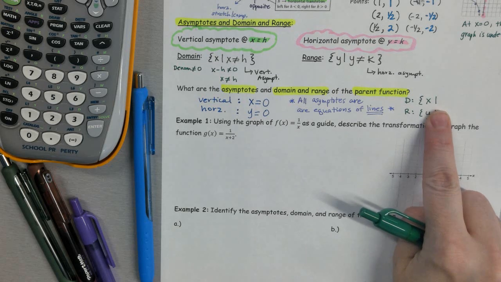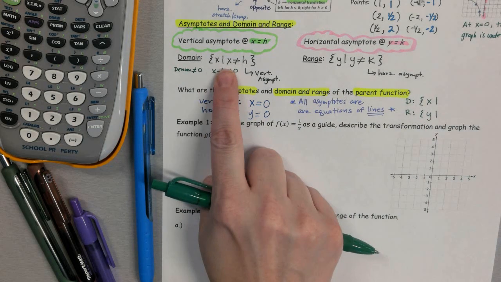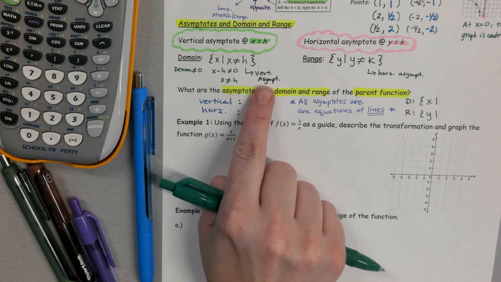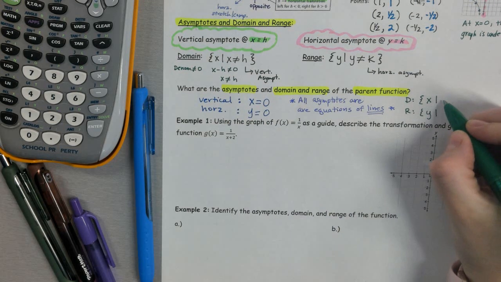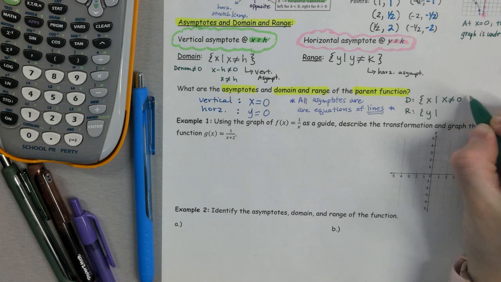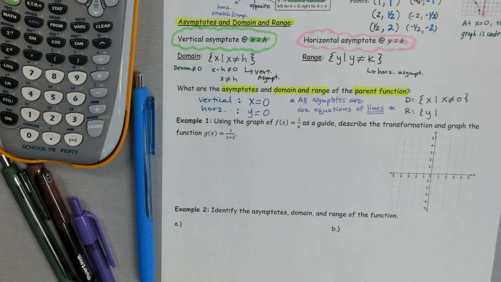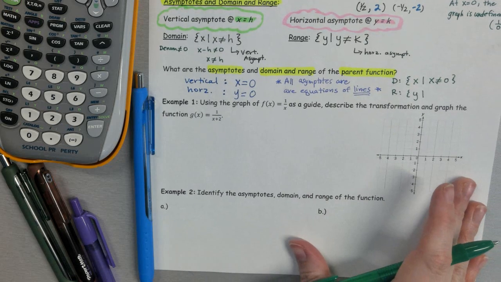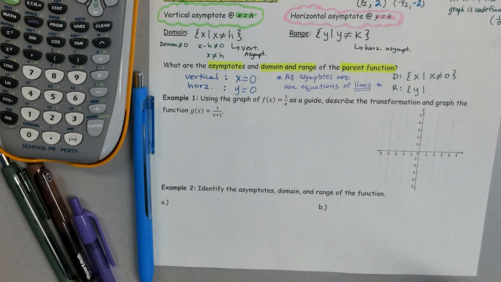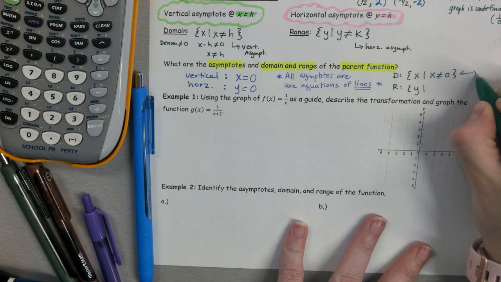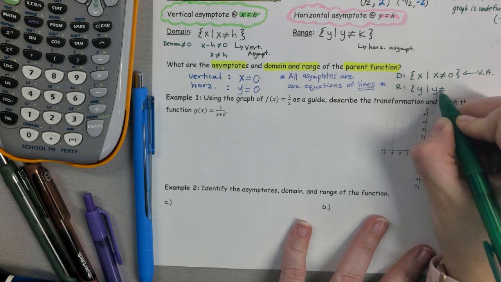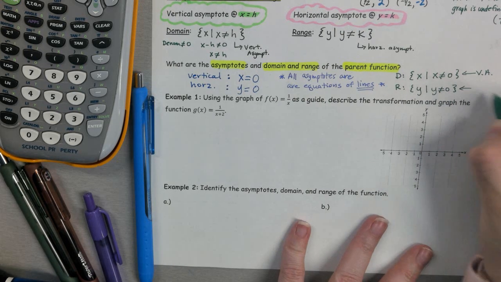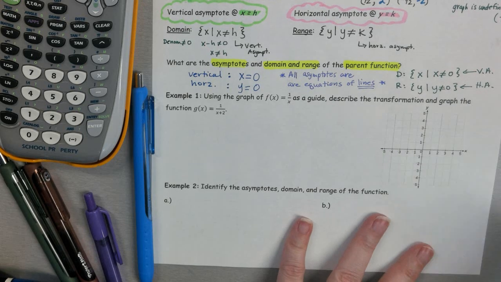So if you need some help, remember the domain is all the values of x except for it can't be the vertical asymptote. So if this is the vertical asymptote, then the domain just can't be 0. Okay, so the domain is related to the VA. Okay, the y cannot be 0 because that is the HA.